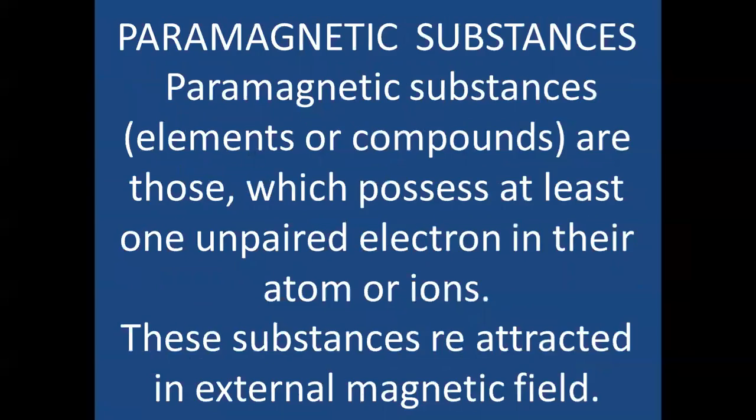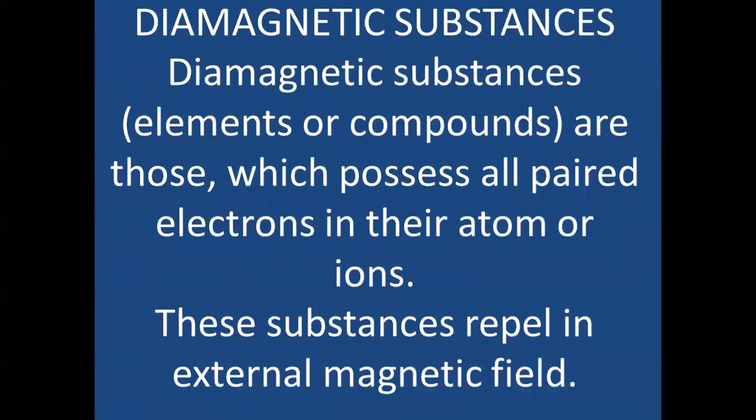So examples of diamagnetic substances may be zinc, cadmium, mercury in their elemental form. Means these three elements in D block elements or metals, we have three elements: zinc, cadmium, and mercury. This is from second B group. All will have all paired electrons in their atoms, therefore they are diamagnetic in nature.